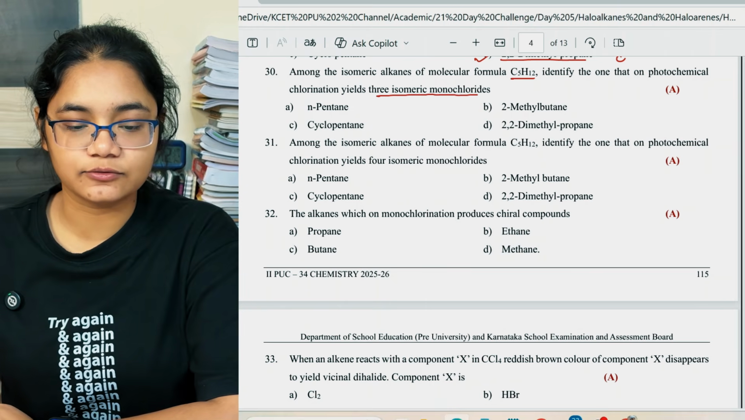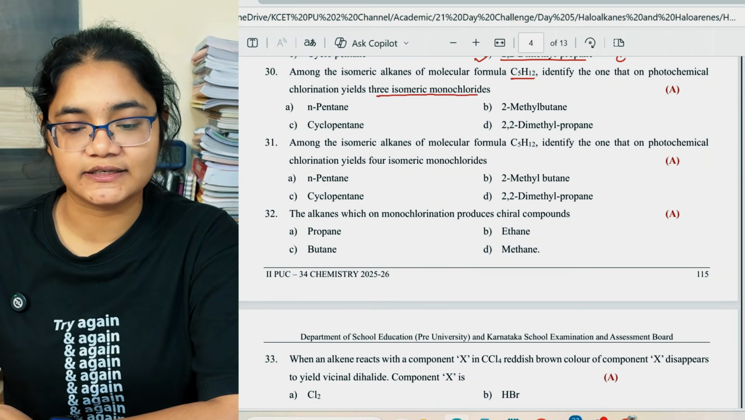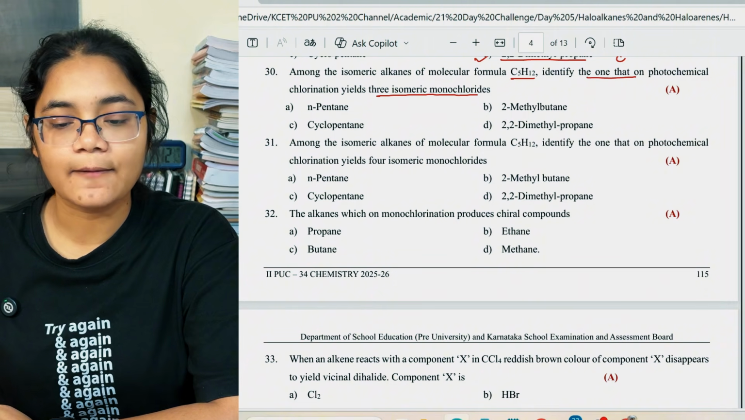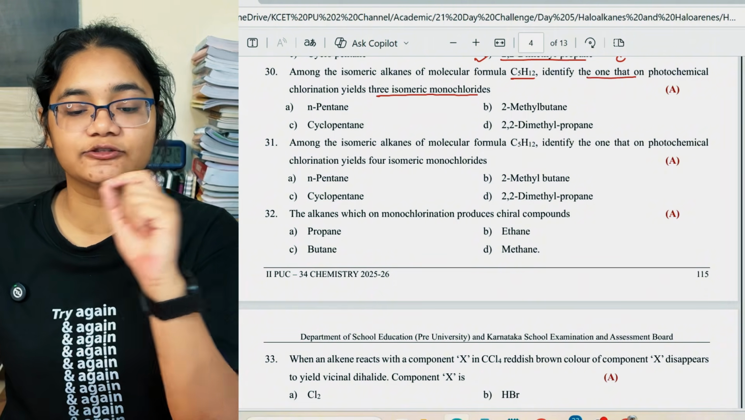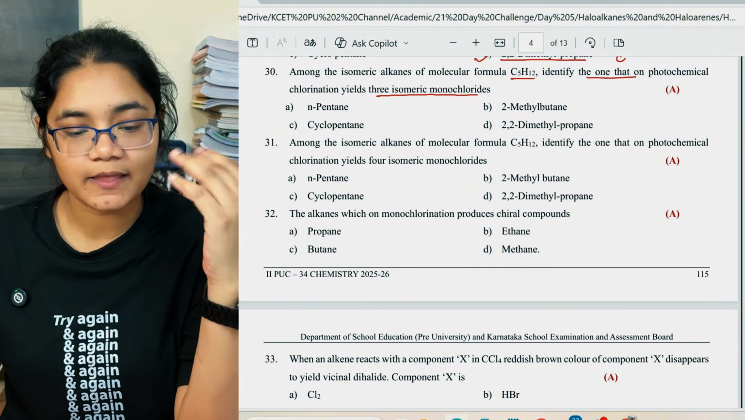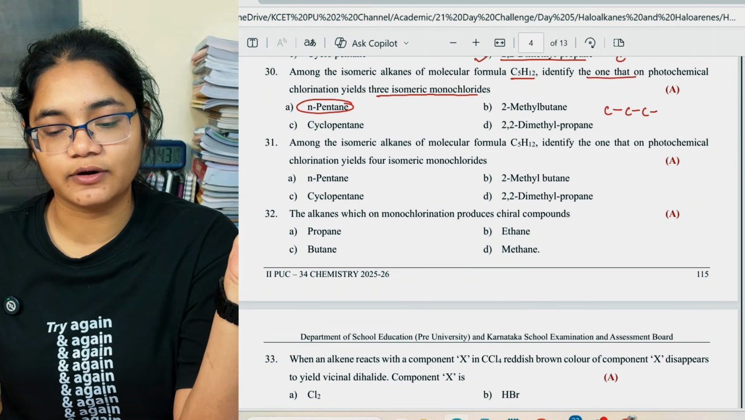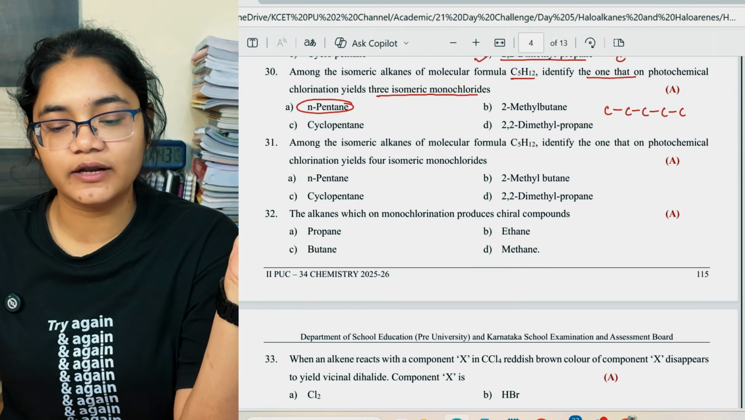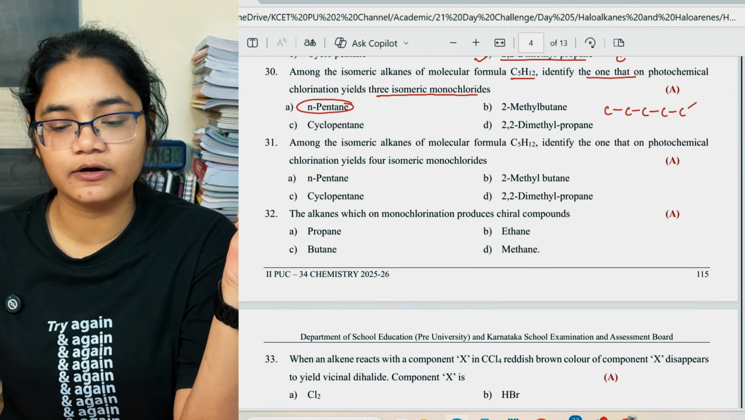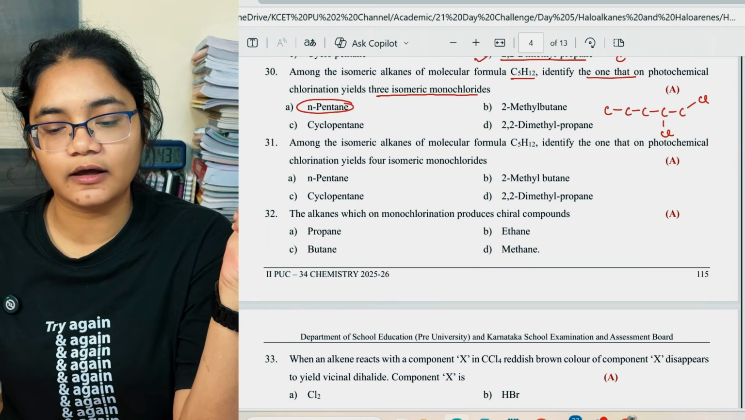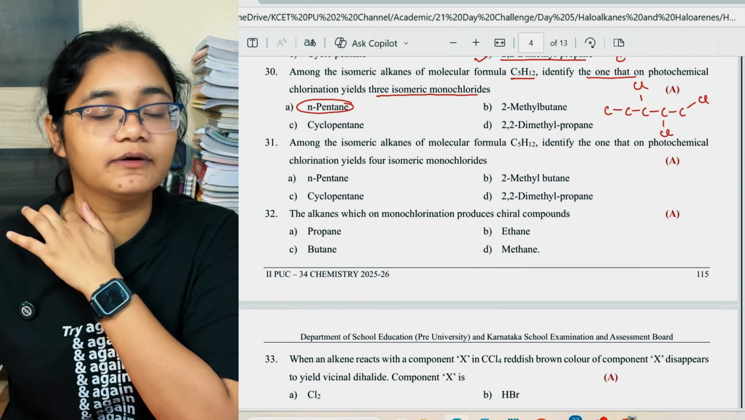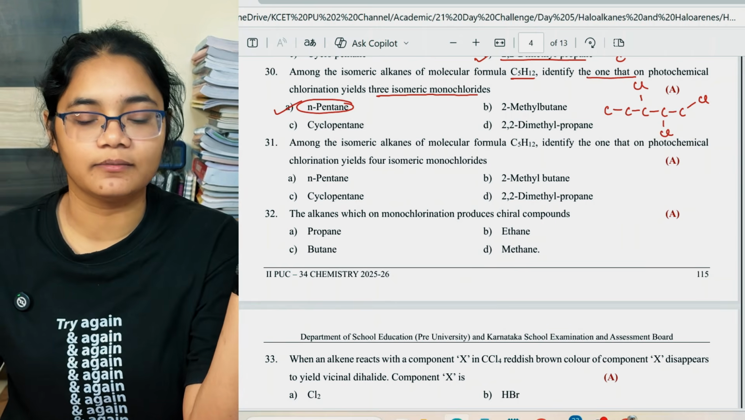Among the isomeric alkanes of molecular formula C5H12, identify the one that on photochemical chlorination yields 3 isomeric monohaloalkanes. So if you take n-pentane, so just now we discussed the structure, the isomers of this one, right? If you take n-pentane, 1 chlorine can come here, 1 chlorine can come here and 1 chlorine can come here. 3 different products you will get. So that is why option number A here.